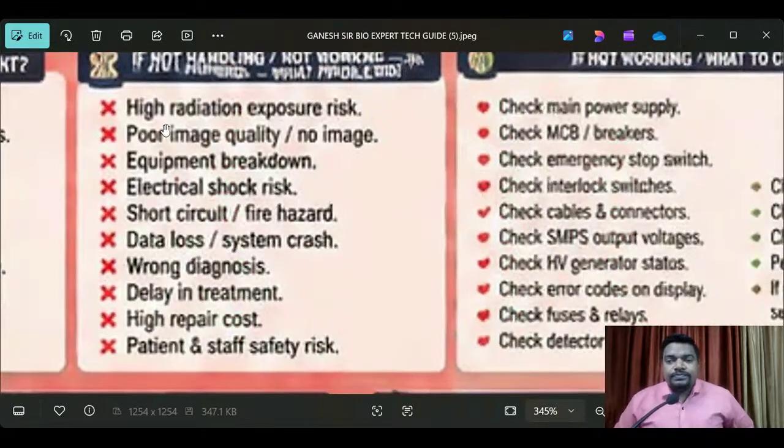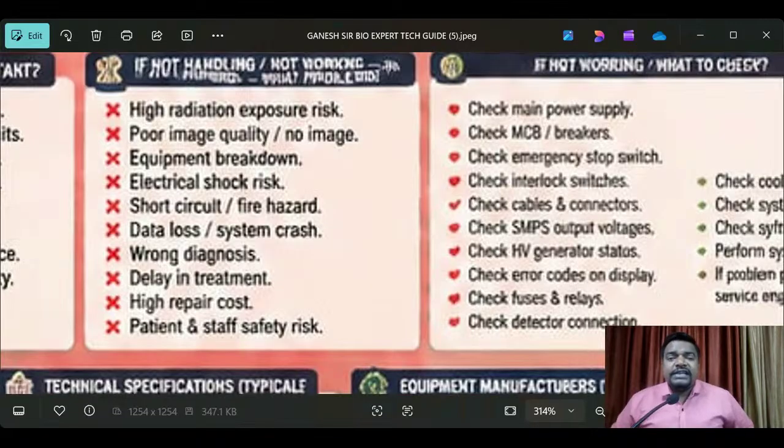Now come here. If it is not working, see here: high radiation exposure risk, poor image quality or no image, equipment breakdown, electrical shock risk, short circuit or fire hazard, data loss or system crash, wrong diagnosis, delay in treatment, high repair cost, and less patient safety. Okay, so these are the points you have to keep in your mind. That's why today I'm going to say these points first, and it is visible also.